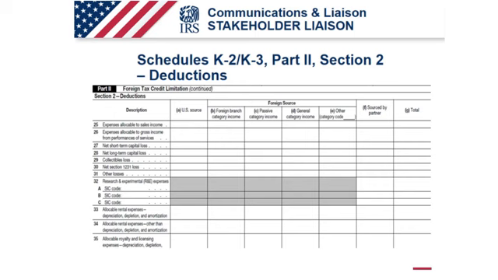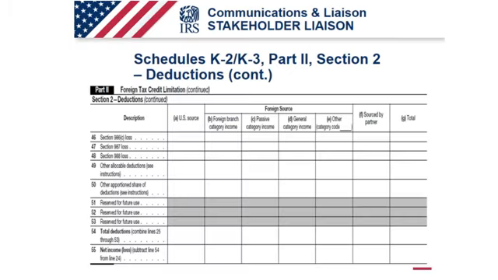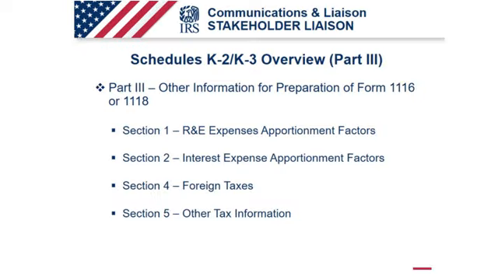Again, while the prior discussion has focused on the Form 1065 Schedule K-3, note that Part 2, Section 2 looks the same on the Form 1120S and Form 8865 Schedule K-3. This next slide is a continuation of Section 2 and the deductions. We will now move from Part 2 to Part 3. Part 3 has 5 sections.